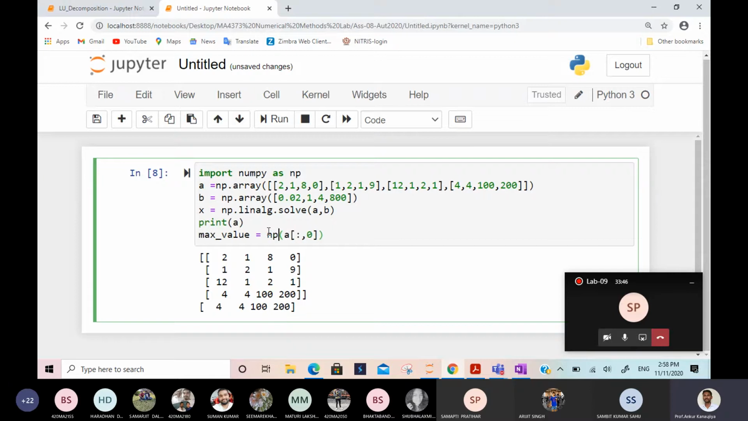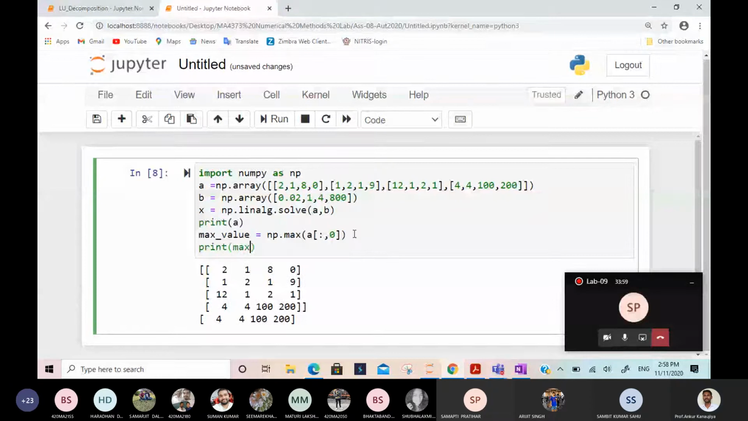P dot max. So what will be the answer of this? Can anyone tell? 12. Let us see. 12. So it is giving 12. So what we want? Suppose this 12 came, after that what will we do in this matrix? From row operation. Yeah, which row operation?